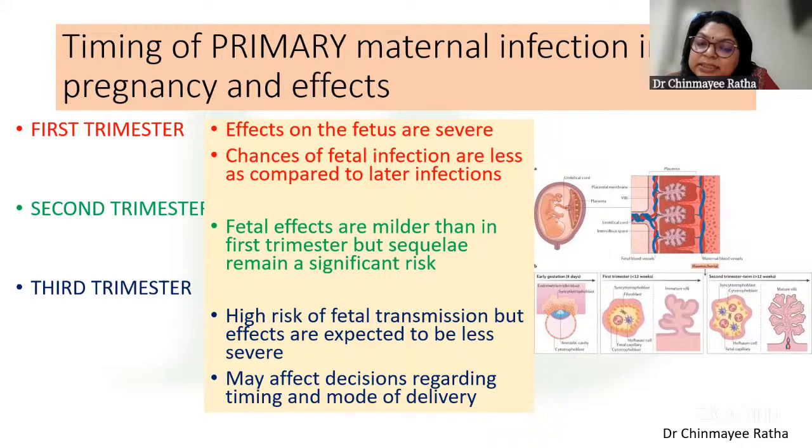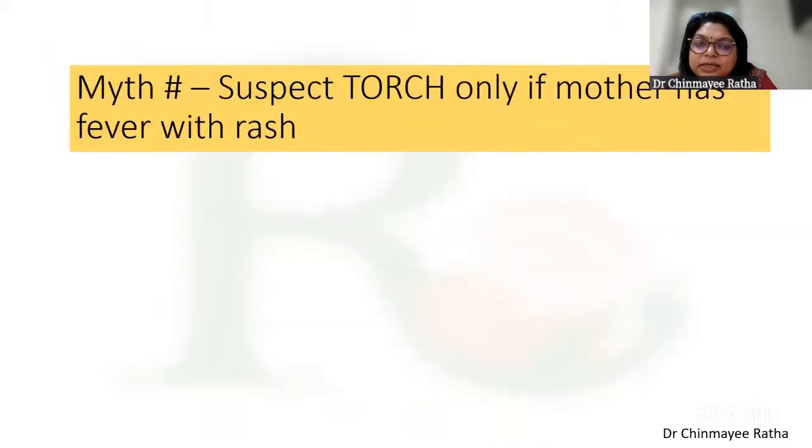Whereas if the transmission is in the second or third trimester, the sequelae are less intimidating than what happens in the first trimester. Some of the infections like varicella can affect your decision of the mode of delivery and timing of delivery, because you wait for the maternal antibodies to develop and protect the fetus as it passes through the genital tract.